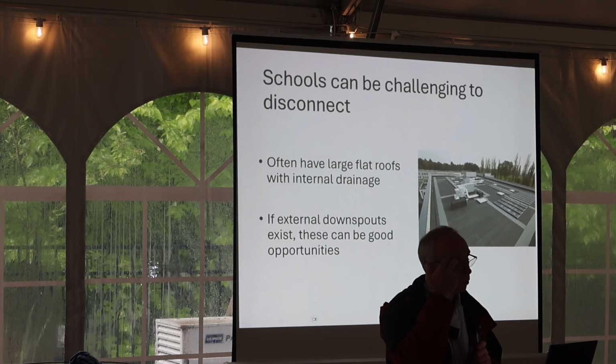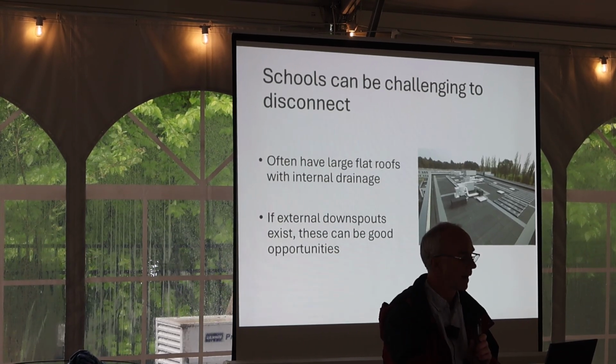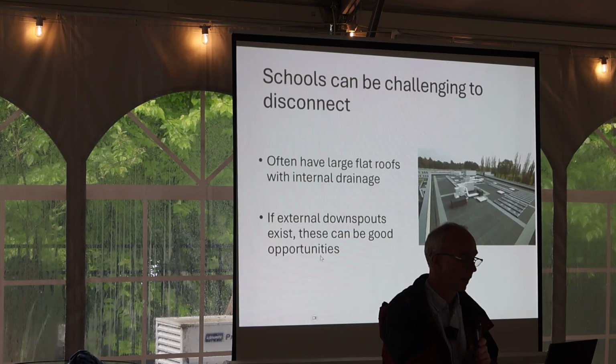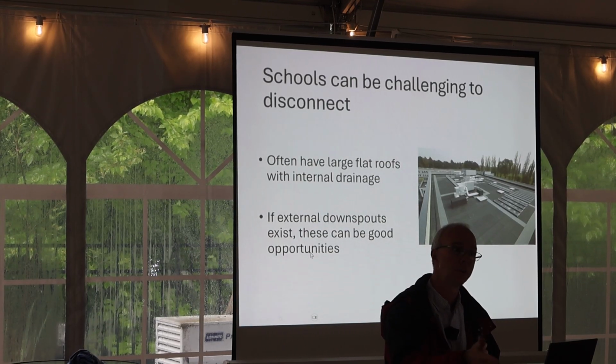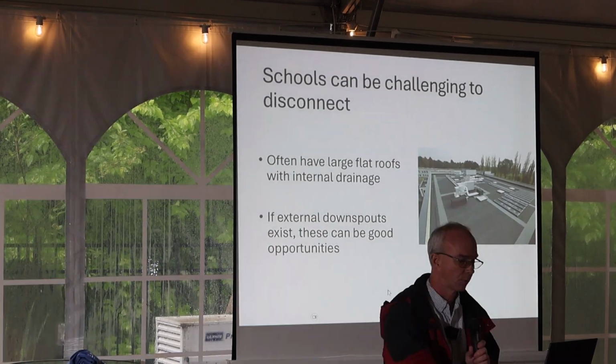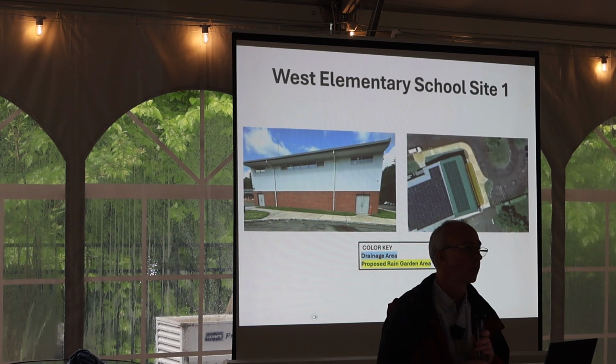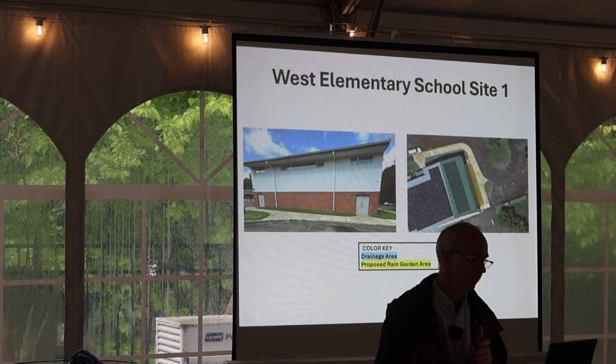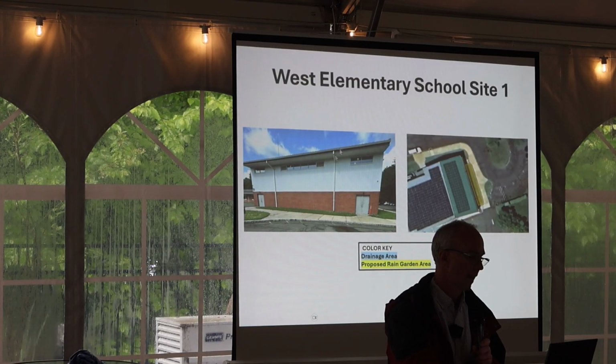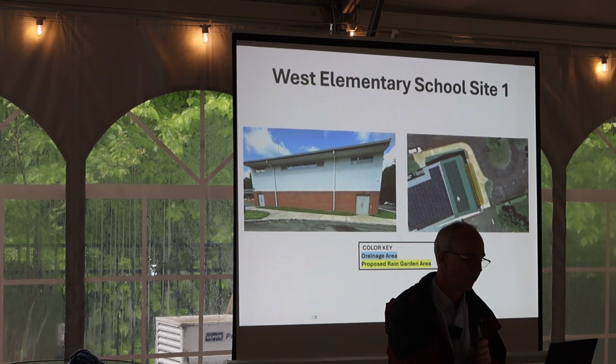As I said, schools can be challenging because of those flat roofs. And if the downspouts exist, that can be a good opportunity. So that's what I will key in on here. This is one example of a project that we were working on last summer, down in New Canaan. Here's a flat roof, but that section had downspouts. So our students identified this as a good place to install a potential rain garden in this little grass area here.